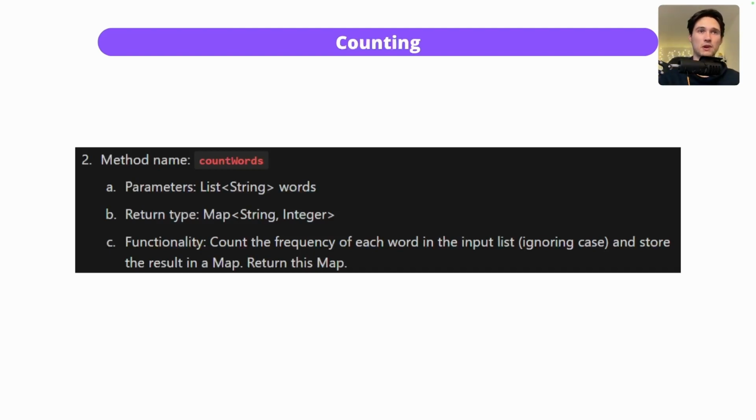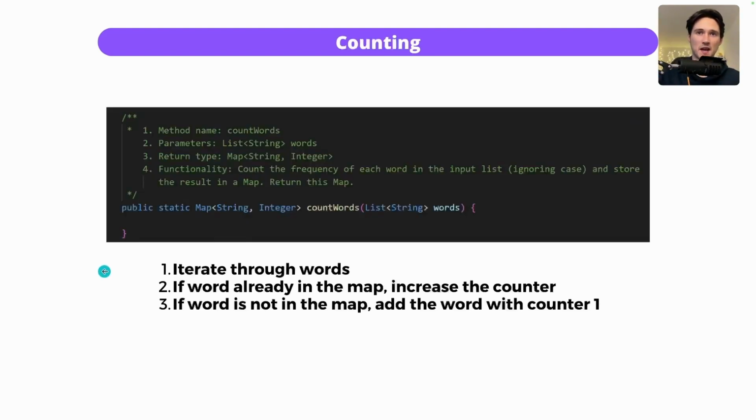We want to write a method called countWords. It accepts a list of strings, and it returns a string and integer map. And it counts how many times a word is present in this list. So here's an example. Here's how it looks like, right?